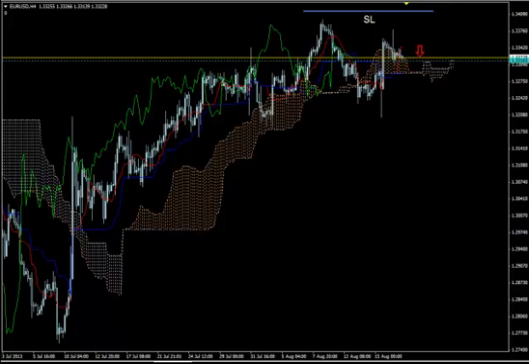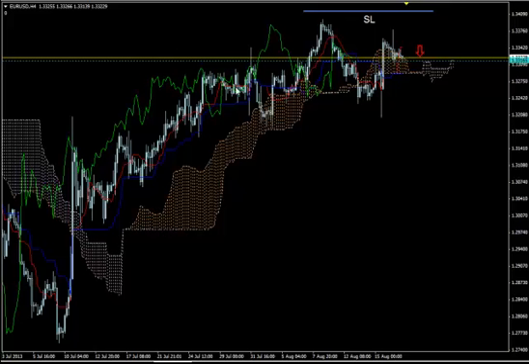I'm using Ichimoku Kinko-hyo. You see the Kumo, the cloud here. The upper border of the bullish Kumo is Senkou Span A. The lower border of the bullish Kumo is Senkou Span B. The opposite happens for the bearish Kumo.